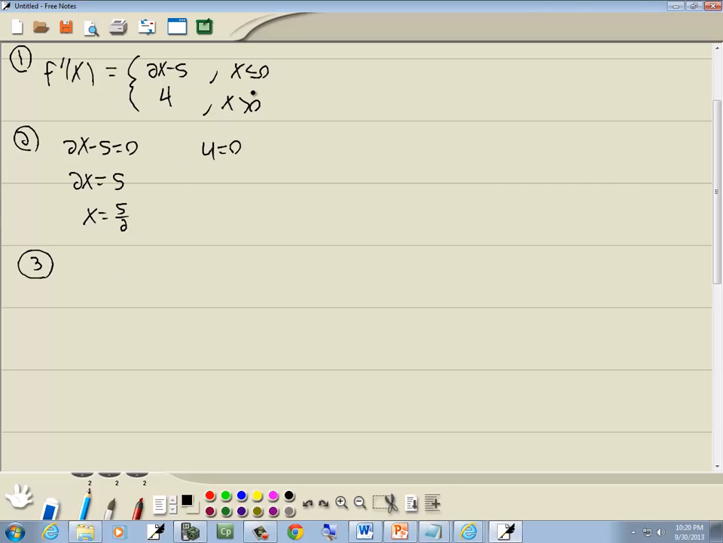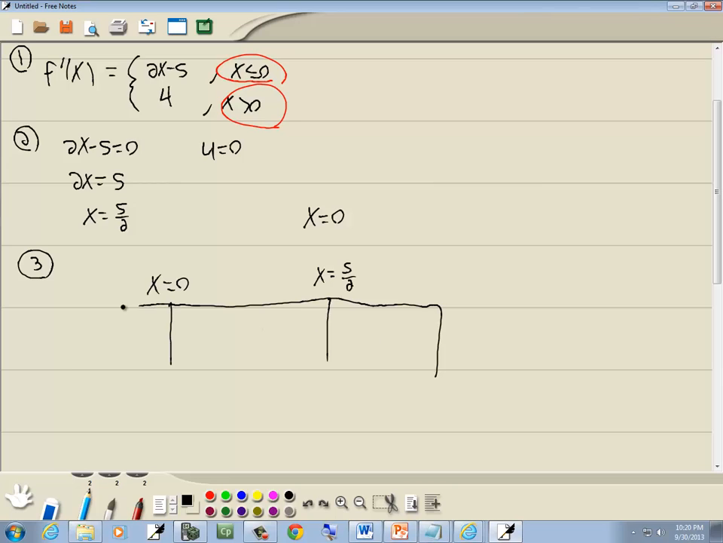Now, besides the 5/2, the other critical value we want is this number right here on our condition. So we also want x equals 0. Again, that comes from right here. Whatever number's here is automatically a critical value, critical number. So we got x is equal to 0, and x is equal to 5/2. That's going from negative infinity to positive infinity.